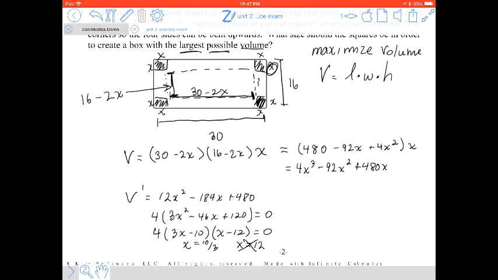Now we need to make sure that that would give us a maximum volume or a maximum value, so we do a quick little first derivative number line test. 10/3, we could test a value of 1, and we can test a value of 4. Remember, we're testing it into the first derivative. So if you plug in a 1, we're going to get a positive value. If we plug in a 4, we'd get a negative value. So that proves that 10/3 is a maximum.